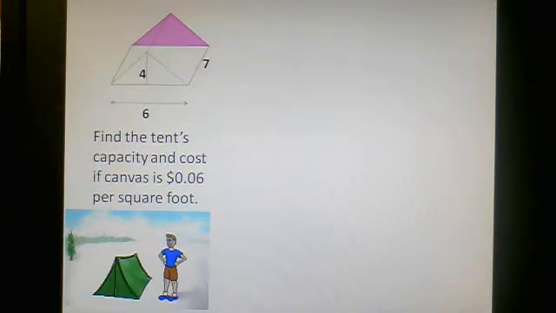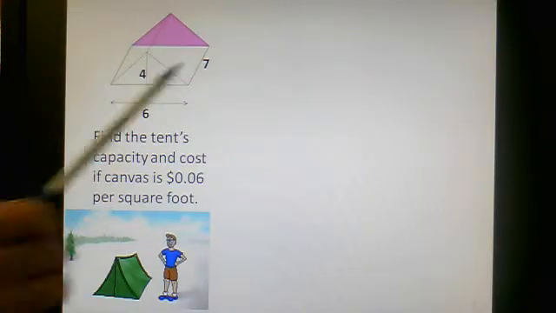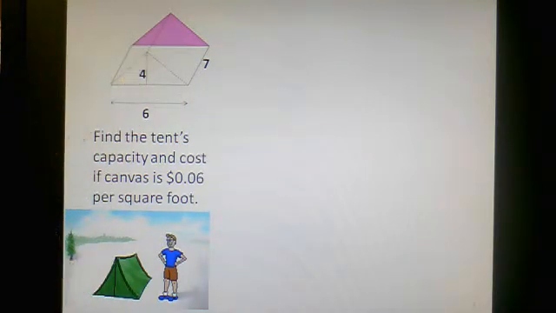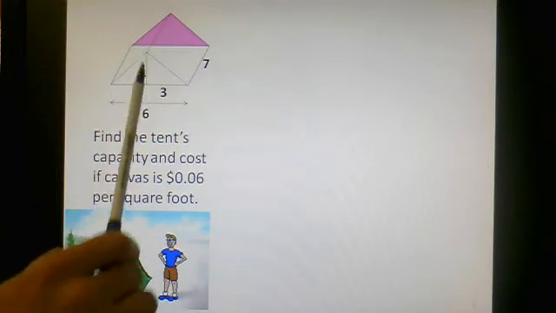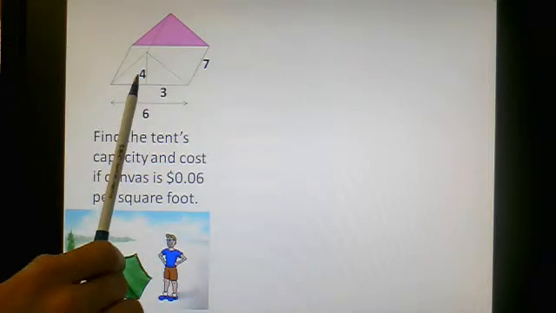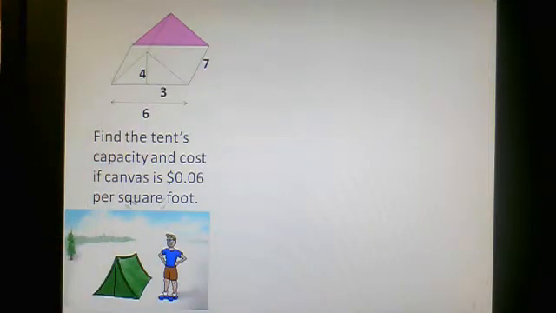It's the two slanted ones that are a little tricky to get. This is 7 by some length here. To get that one, you'll have to use some Pythagorean theorem or Pythagorean triples. And remember that this is 6. We're going to cut it in half. This is 3 by 4. 3 squared plus 4 squared is equal to 5 squared if you do some Pythagorean theorem to find these two little lengths here.